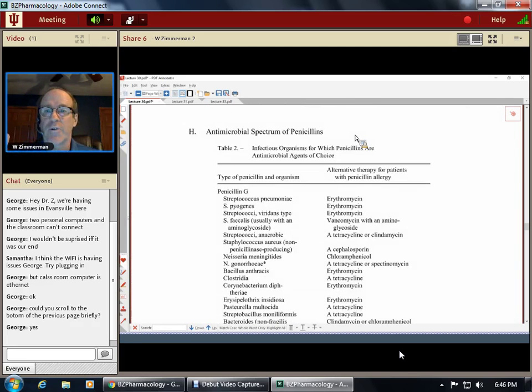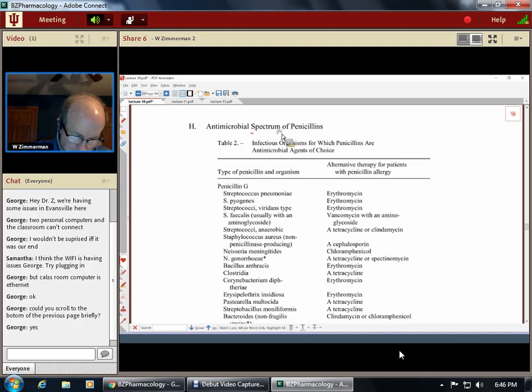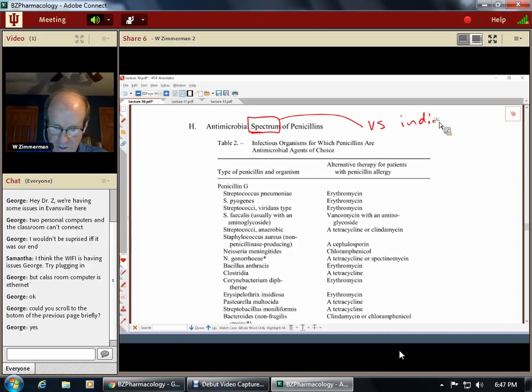Okay, I've included this table. It's kind of an old table, as we'll see, but part of what overwhelms everybody when they look at antibiotics is these long tables. And notice this is the spectrum of these drugs. Most of the time, we don't care about the spectrum of an antibiotic. What's the spectrum versus what are the indications? That's what you guys care about.